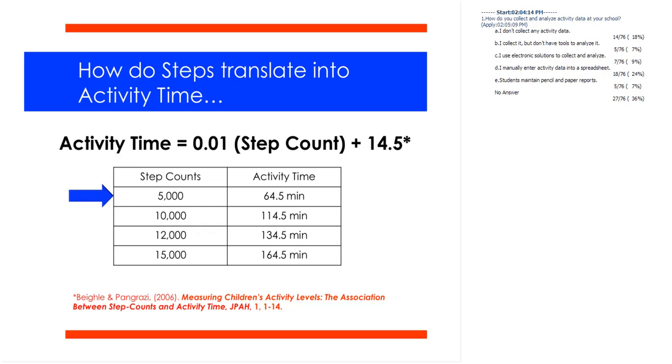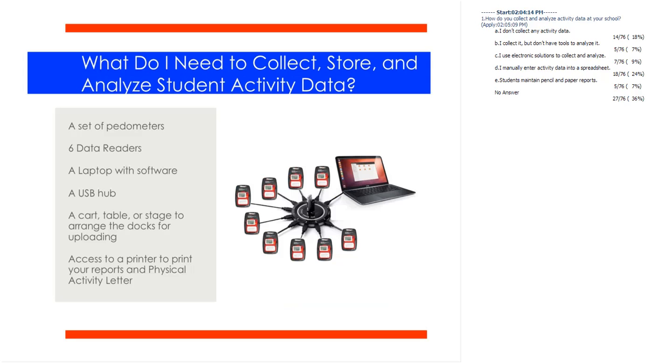Okay, so let's move on. What does it take to collect, store, and analyze activity data? Well, first of all, it takes a set of pedometers, obviously, and at least 6 data readers, because kids are going to go up and put their pedometer into the data reader. You see the round hub here, that's a USB hub, so you can plug all those in and then plug your USB hub into the computer.